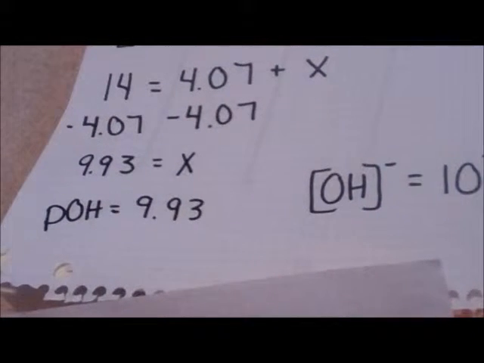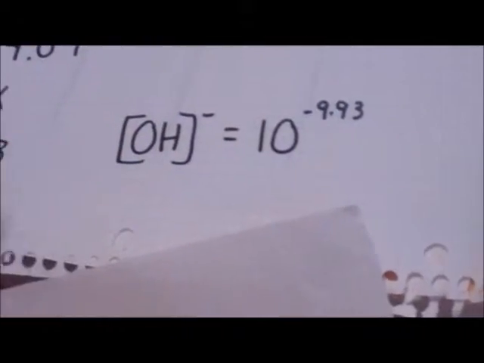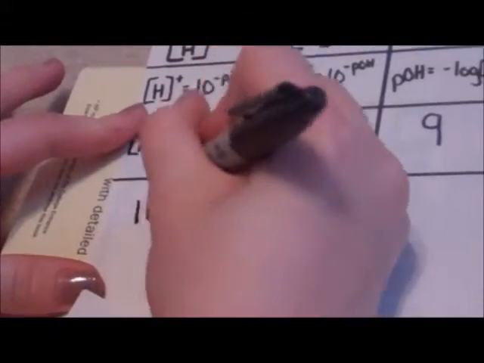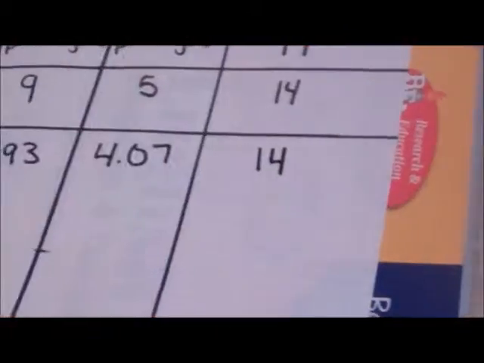Okay. So the pOH, we can say equals 9.93, which makes the OH equal 10 to the negative 9.93. So now you've discovered the pH, which you started out with, which is 4.07. You have the hydronium concentration, which is 10 to the negative 4.07. And you have the pOH, which is 9.93. And the OH, which is 10 to the negative 9.93. And then the equilibrium of water.